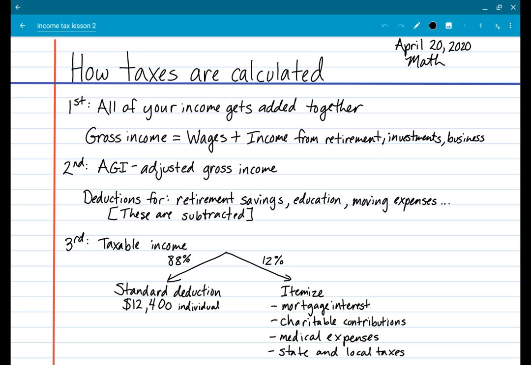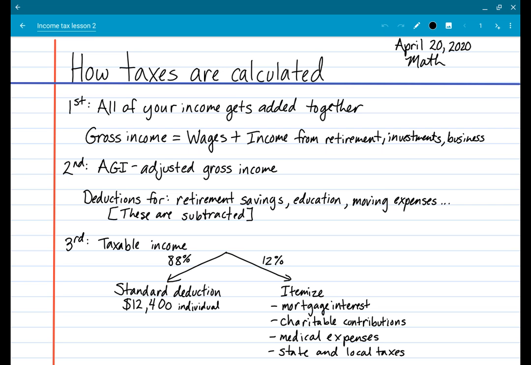First, we're going to take all of your income and add it together. That becomes what's called gross income. This could be money that you make from anywhere. It could be investments that you sold, a business that you started and are making money off of, wages from a job. It could be a lot of different things, and they all get pulled together into what's called gross income. Gross usually means before anything is changed.